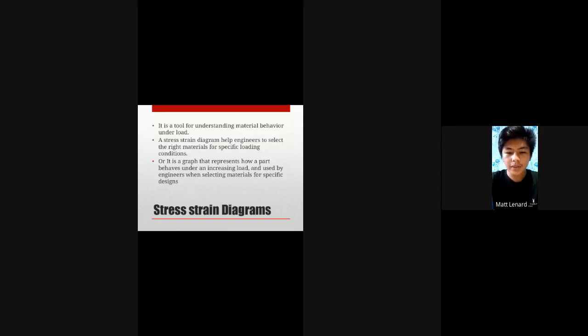So, stress strain diagrams. It is a tool for understanding material behavior under load. A stress strain diagram helps engineers to select the right materials for specific loading conditions. It is a graph that represents how a part behaves under an increasing load and is used by engineers when selecting materials for specific designs.